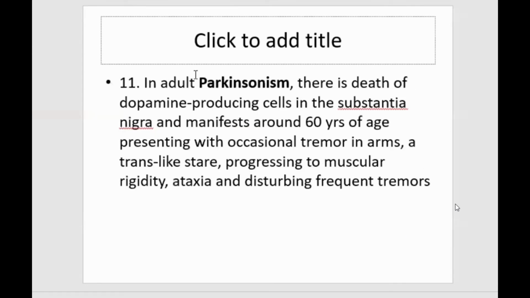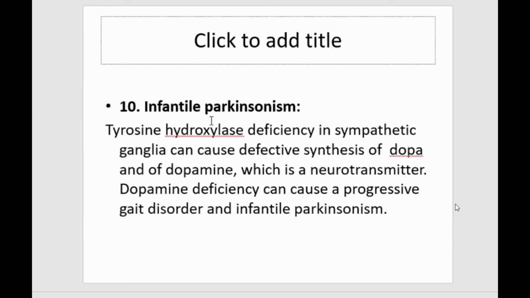Adult Parkinsonism is common, and there is death of dopamine producing cells in the substantia nigra, a degenerative disorder as a result of age. It manifests around 60 years of age, presenting with occasional tremor in arms, a trance-like gait, stare, progressing to muscular rigidity, ataxia, and disturbing frequent tremors. Initiation of movement will be very troublesome in these individuals. Life will be quite miserable. So this is because of death of dopamine producing cells in substantia nigra, whereas infantile Parkinsonism is because of the deficiency of tyrosine hydroxylase.